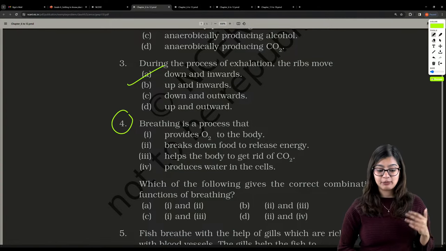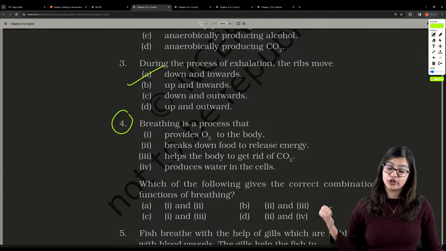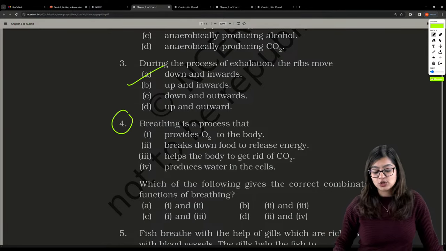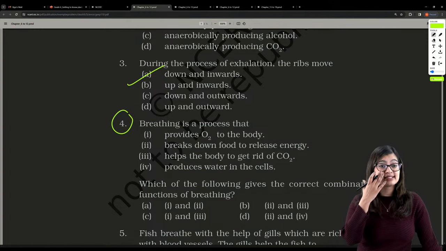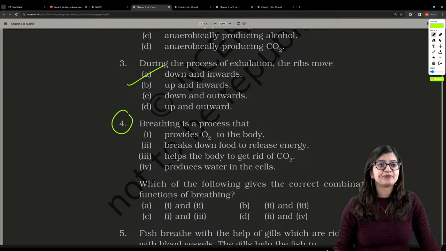Now let's go on to question number 4. Breathing is a process that provides oxygen to the body, that breaks down food in order to release energy, helps the body get rid of carbon dioxide, or produces water in the cells. What is the answer to this?